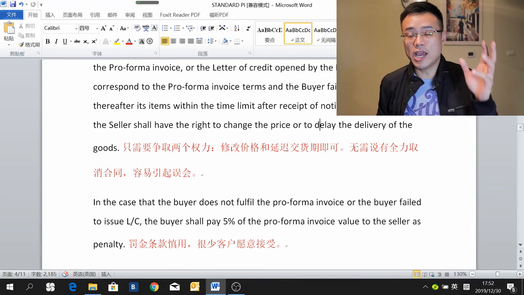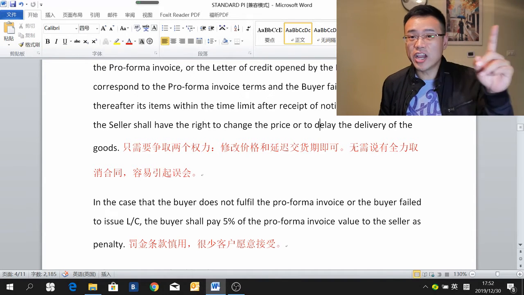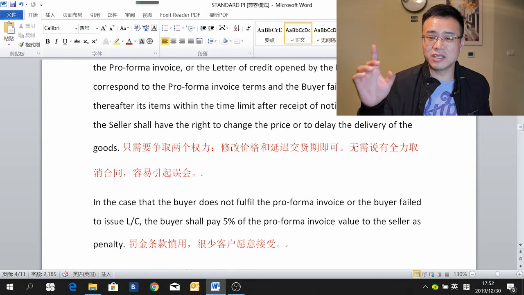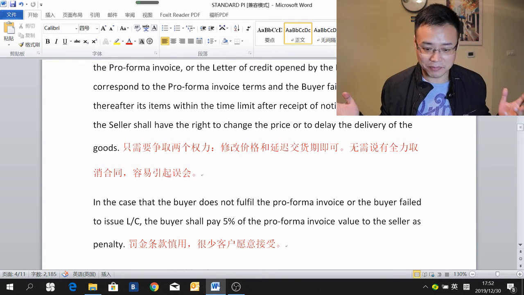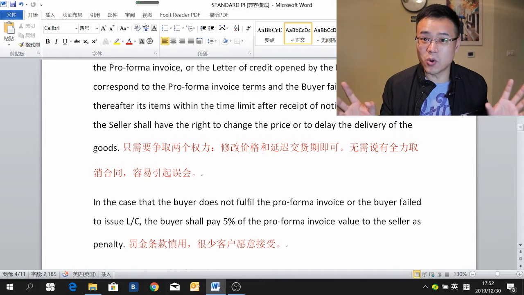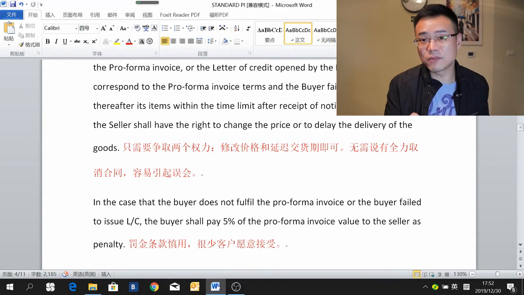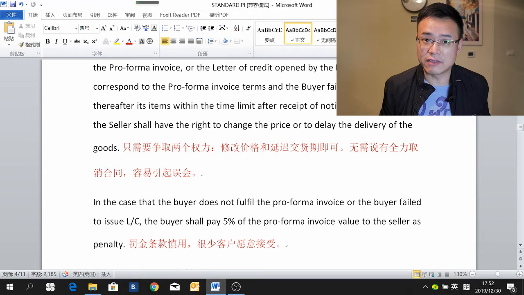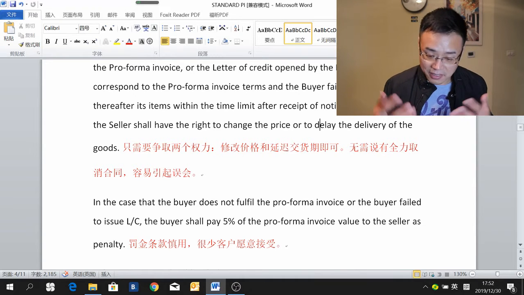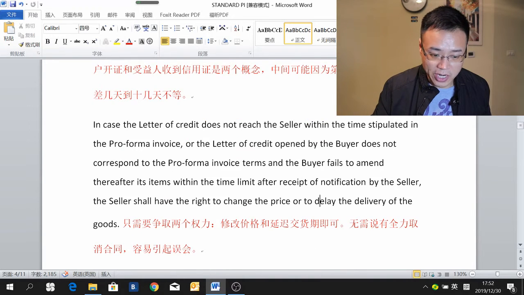If you don't get your LC on time, you can either change the price or you delay the delivery. That's it. What else do you want? That's already good enough. If the client accepts these terms, that basically means you're safe. If you give your clients like 3 working days to issue this LC, and if they are late, then you have the right to change the price.